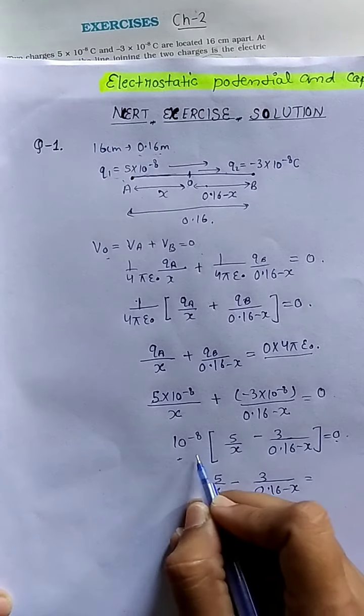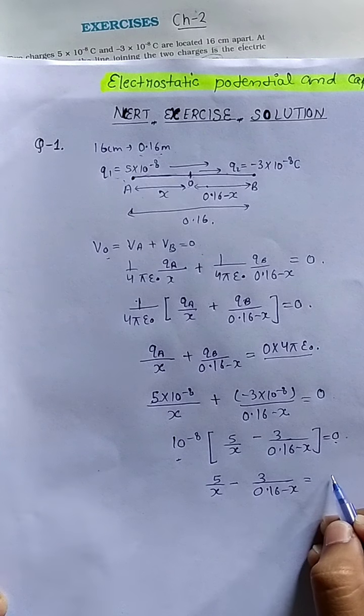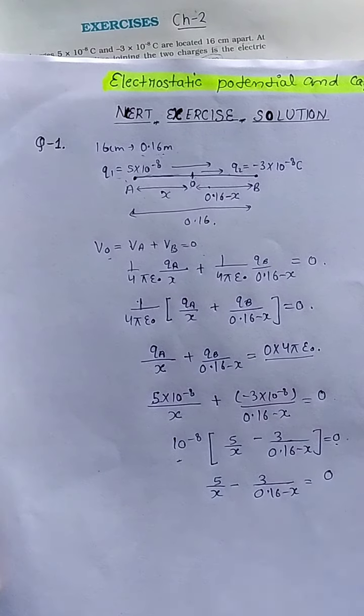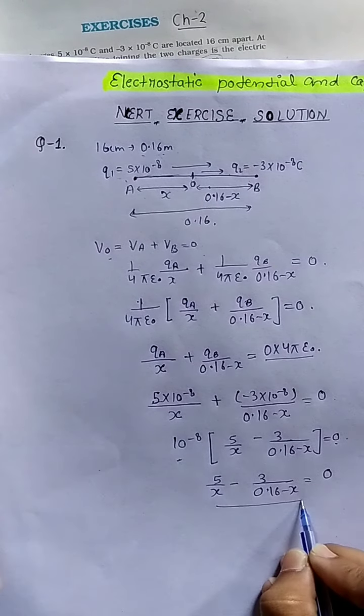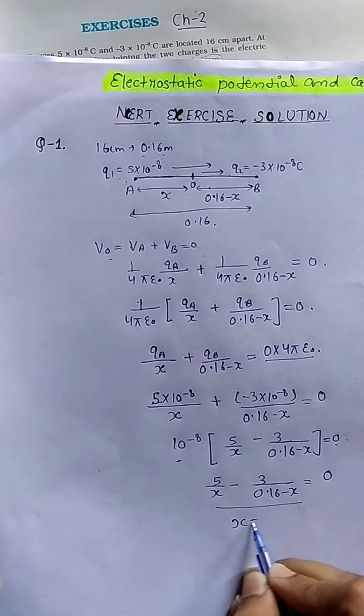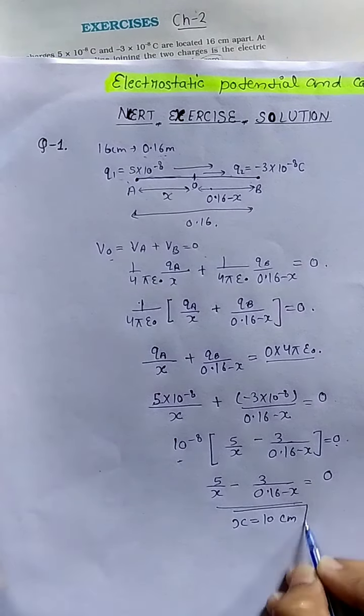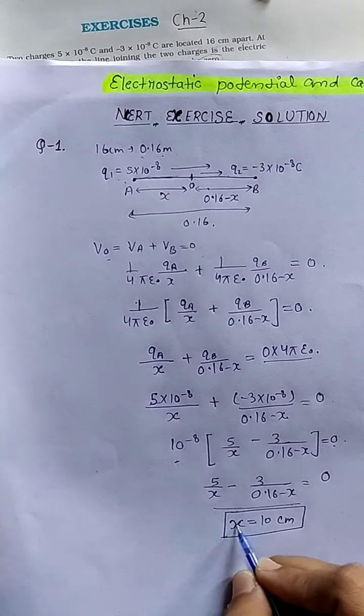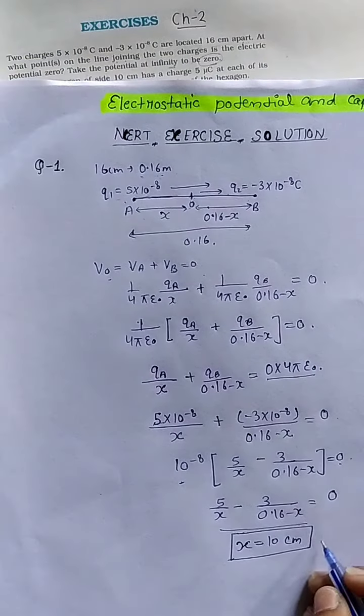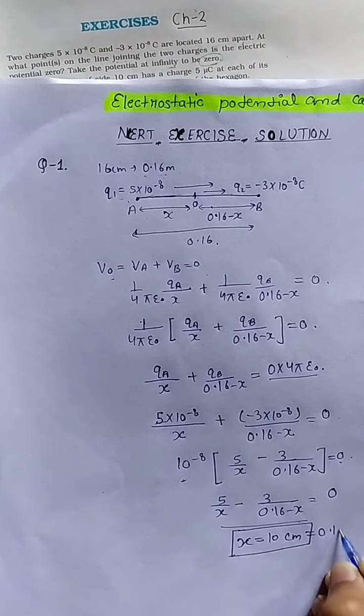जब हम 10 पावर माइनस 8 को 0 के डिवाइड में लेकर आएंगे तब वह 0 ही रह जाएगा. यहाँ से हम अपनी x की वैल्यू को कैलकुलेट कर सकते हैं. Then x will be equal to 10 centimeter. This is the required answer. That is equal to 0.1 meter.